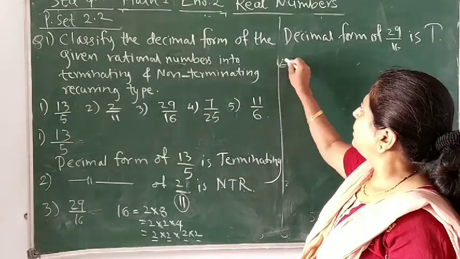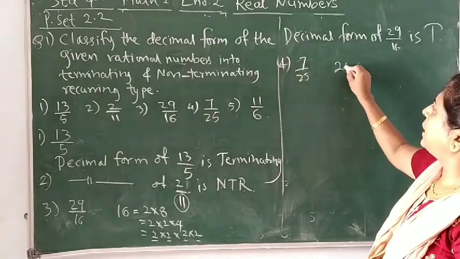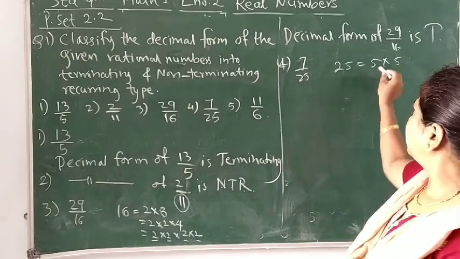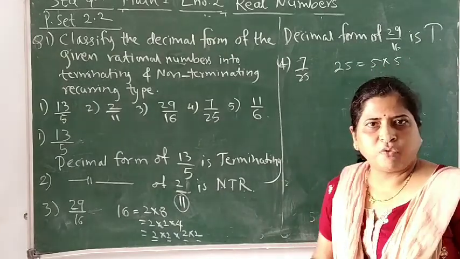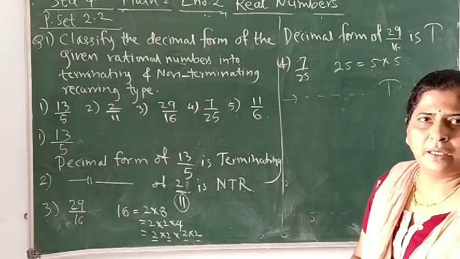Now for question number 4, 7 upon 25. What are the factors of 25? 25 is equal to 5 5s are 25, so its factors are 5. So what will be the answer? The decimal form is going to be terminating.